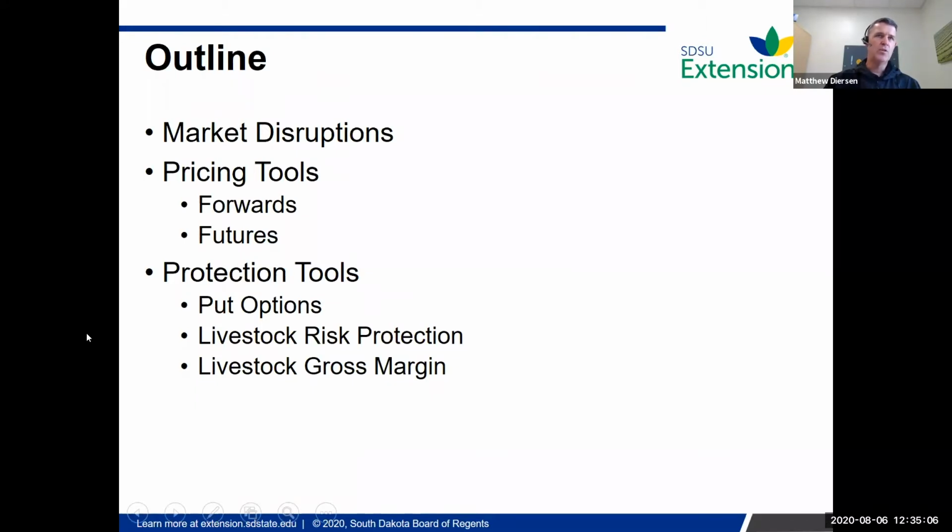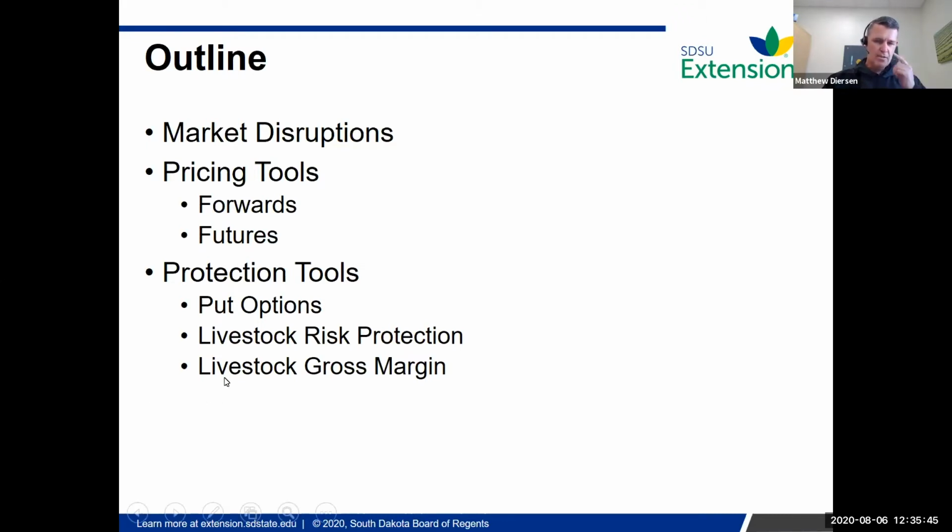We've got some pricing tools, that'd be futures, cash market, forward contracting, and then we also have some protection tools. The main focus there is going to be on put options, but I do want to highlight both livestock risk protection because of some recent changes to that program. And I'm going to take a quick look back at what was called livestock gross margin, another kind of insurance. I thought this was maybe something that would be useful for something like the COVID-19 problems, but we'll see when we get there what happened with that particular product.